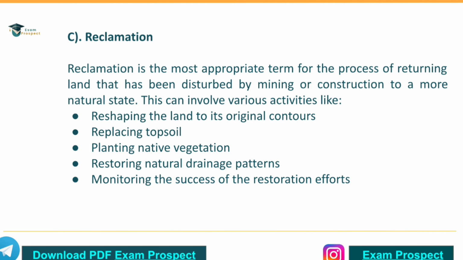Here, reclamation is the most appropriate term for the process of returning land that has been disrupted by mining or construction to a more natural state, and this can involve various activities like reshaping the land to its original contours, replacing topsoil, planting native vegetation, restoring natural drainage patterns, monitoring the success of the restoration efforts.